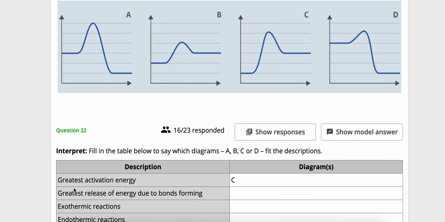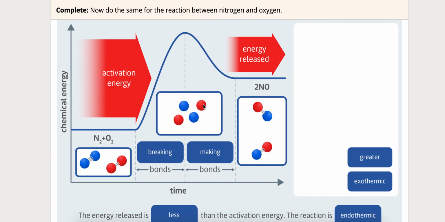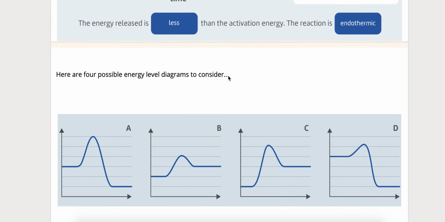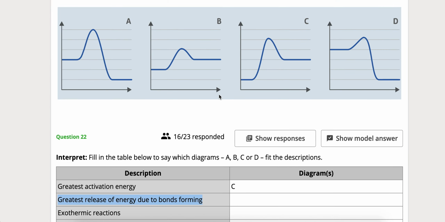The graph with the greatest release of energy due to bonds forming. What we'd be seeing here is that when your bonds are being made, we're going from the peak to just before your reaction plateaus, or your graph actually stays as a straight line. So the difference that we're looking at there is between the highest point, that peak, and just before it starts to flatten off.